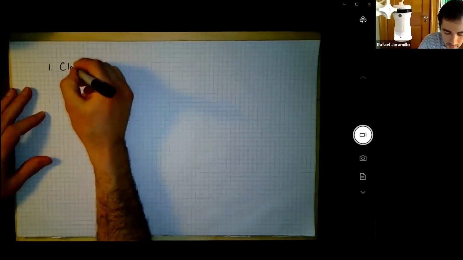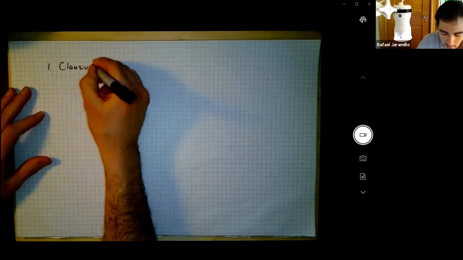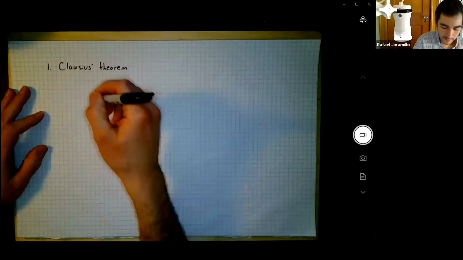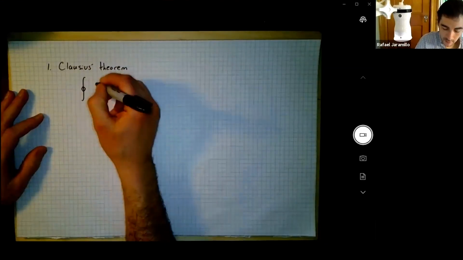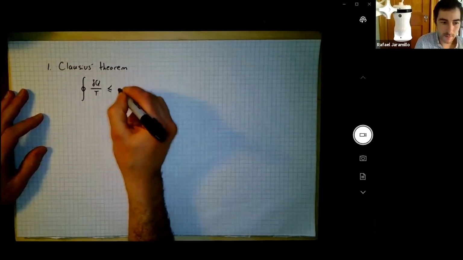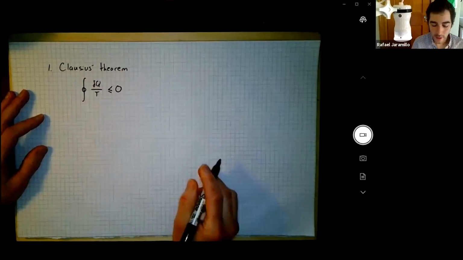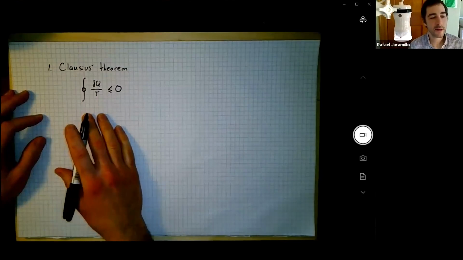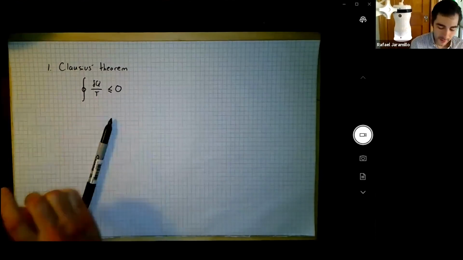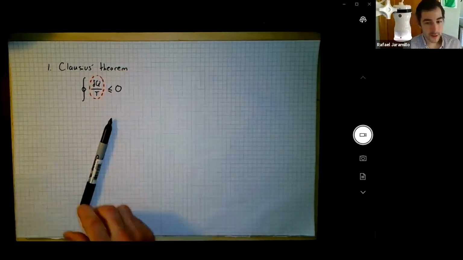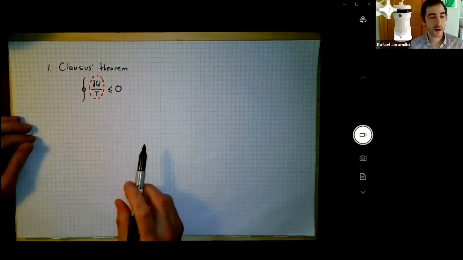All right, 1, Clausius's theorem. So this should look familiar because we arrived at this at the end of the Carnot cycle. I didn't call it Clausius's theorem. And I told you that there was going to be something funky about this dq over T quantity. And it's important, right? So that's more or less why we did the Carnot cycle, to motivate this.